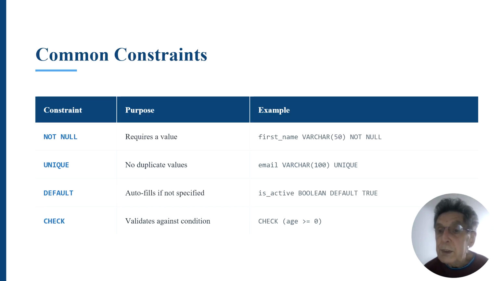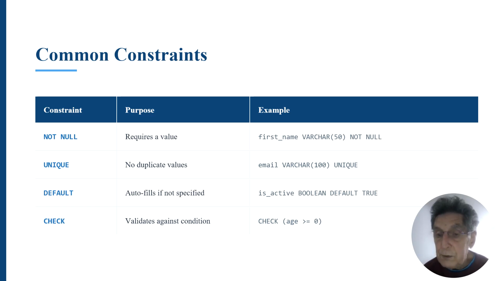Constraints are the rules the database enforces automatically. Not null means the column must have a value. first_name varchar(50) not null means you can't create a patient row without a name. Unique means no duplicate values allowed. Like email varchar(100) unique means two patients can't share an email.